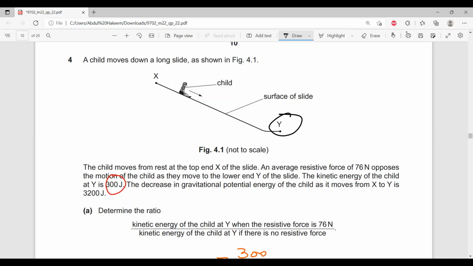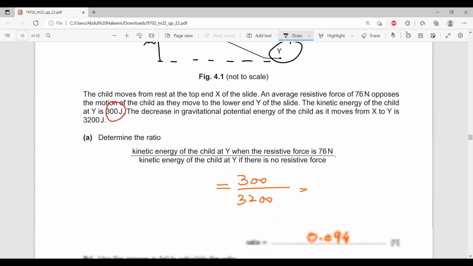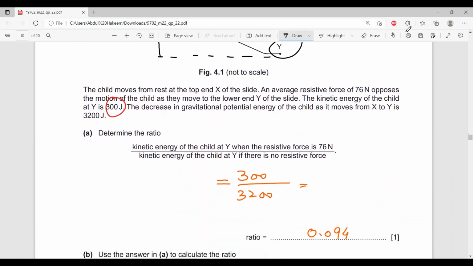The decrease in the gravitational potential energy from X to Y, due to this vertical height, is 3200. Determine the ratio of the kinetic energy of the child at Y when the resistive force is 76 to the kinetic energy when there is no resistive force. So it's given 300. This kinetic energy, look, here it's given.